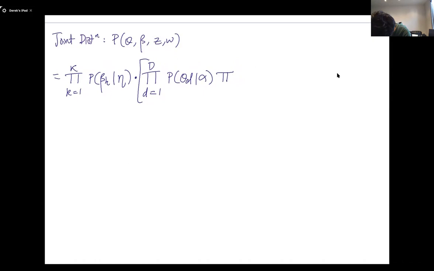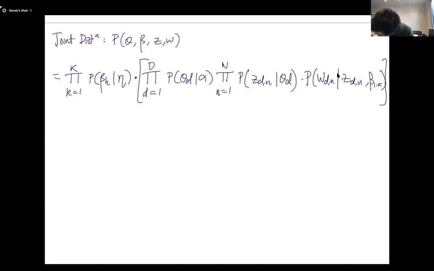Okay, so these are products, and then it's going to do n from 1 to capital N. So what is this? This is P of Z_dn. Now what is this dependent on? Well, this is only actually dependent on theta_d, right? Because I'm already in a particular document. And then, once I have that, I'm drawing my W_dn, and that's going to be dependent on Z_dn. And here I actually have to have all 1 to K. Sorry, this should be like this.